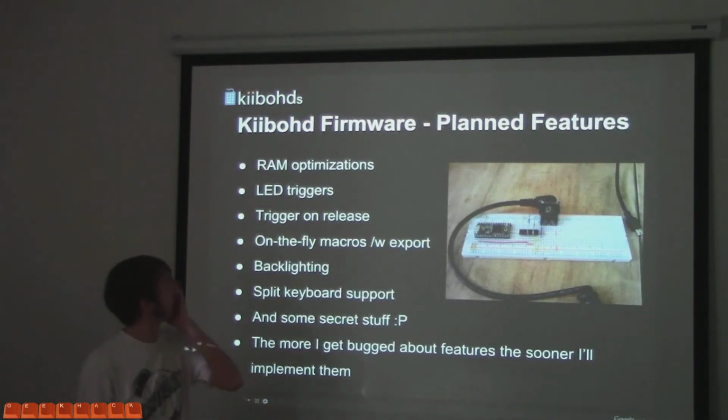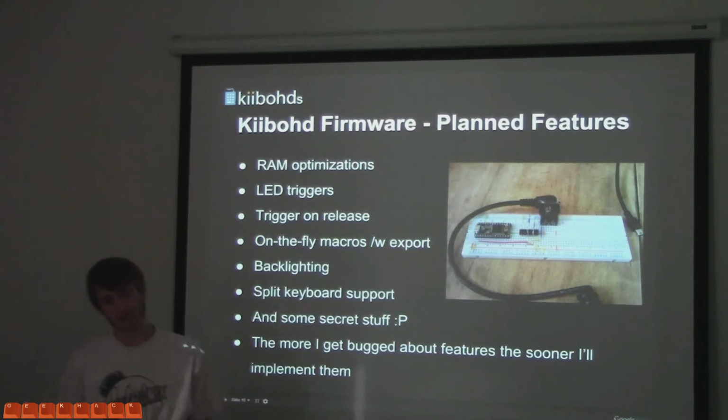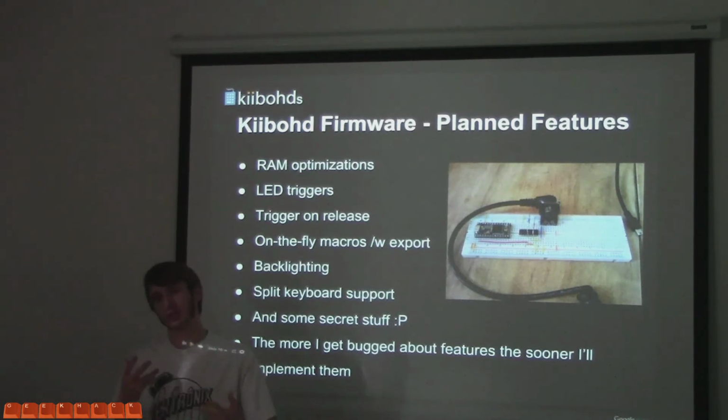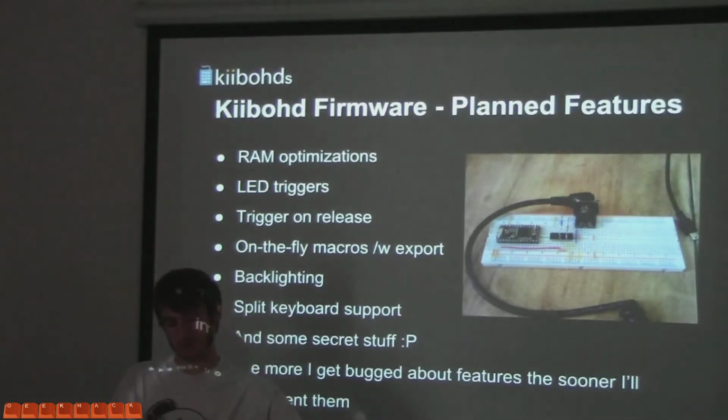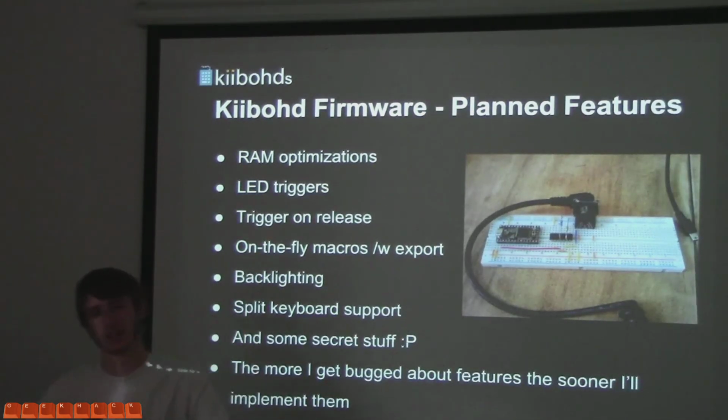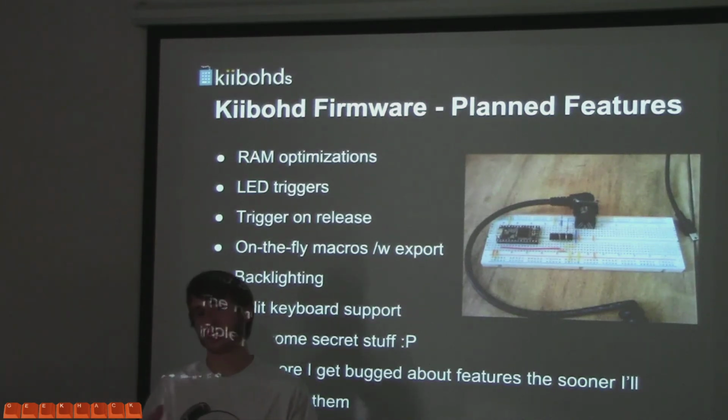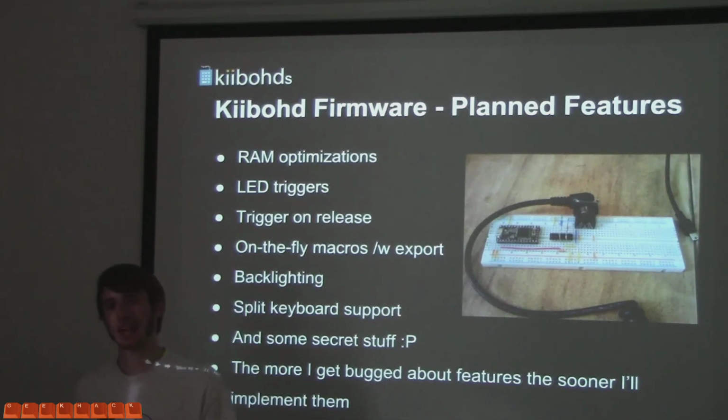Firmware features of that plan. So RAM optimizations. One of the things I want to do is LED triggers. As I mentioned before, I want to be able to test things like caps lock, or one, and do something. LED states are another kind of trigger. So if caps lock is activated, I should be able to use that as a trigger for macros. I also want to do on-the-fly macro defining, and be able to export the macros. So there's a little bit of work in there.